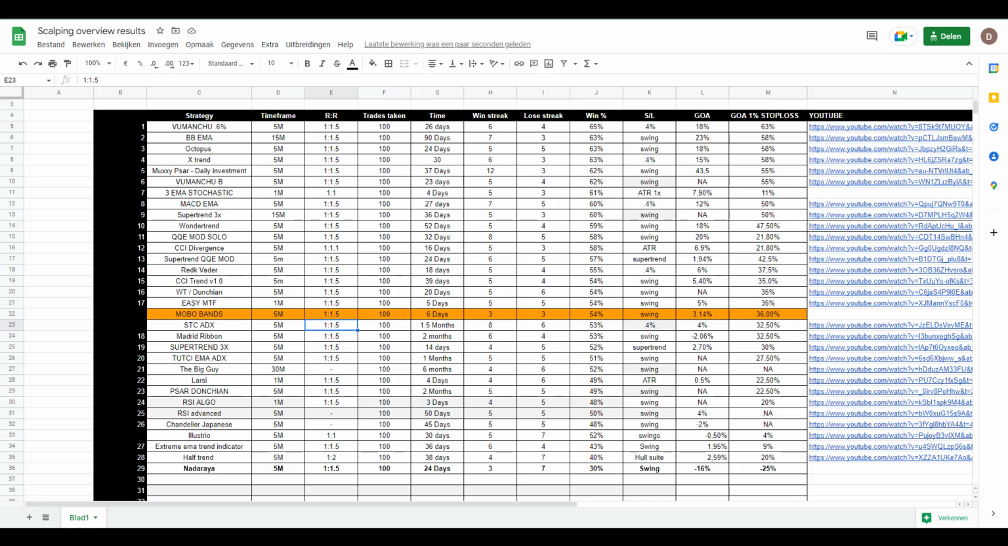The win rate of this strategy was 54% and the swing high was the stop loss, or of course the swing low. The GOA for this strategy is 3.14% and the GOA 1% stop loss was 36%. Overall, not the worst strategy, but I wouldn't really recommend it. For now, the best strategy to use is of course the Fibonacci 0.6%. Also take a look at our own indicator, the MUXI PSAR daily investment strategy, also a very good one.